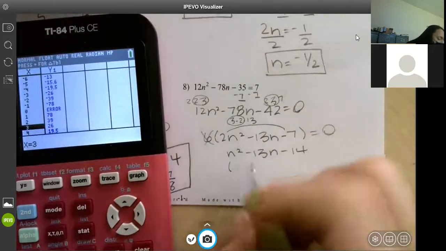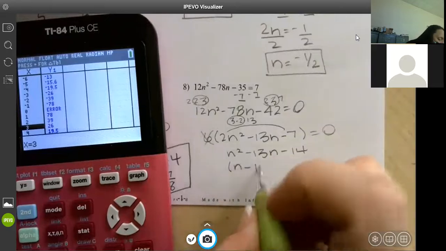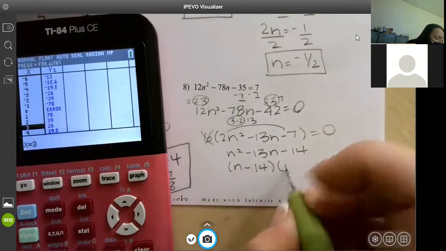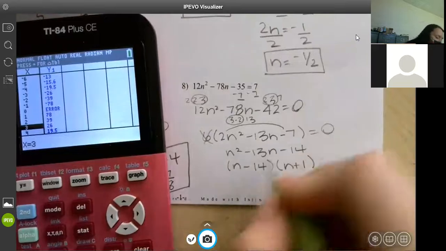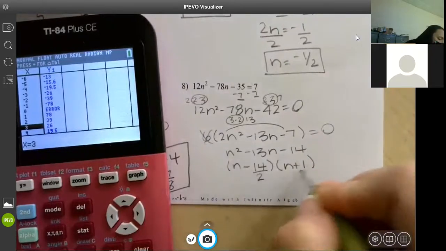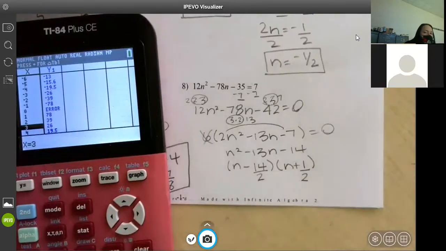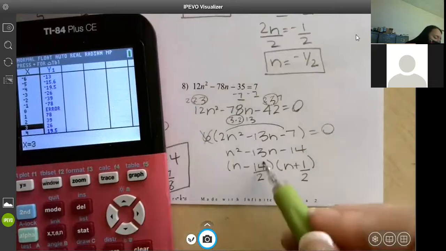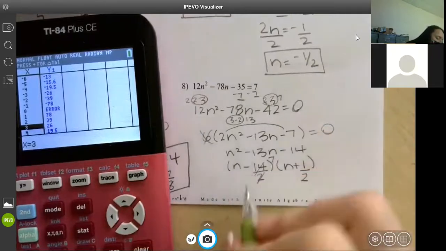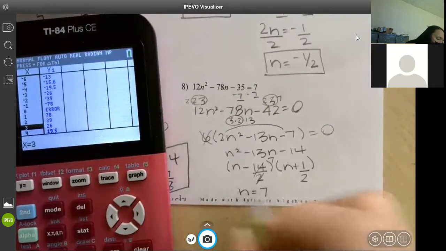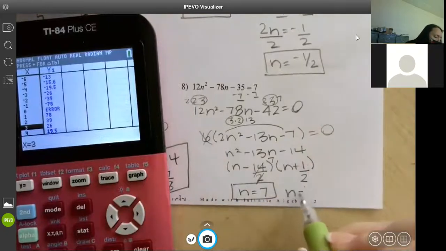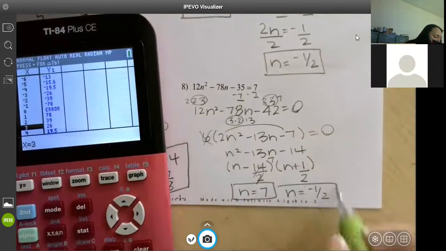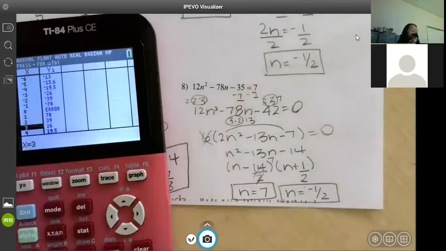Factors of negative 14 that add to negative 13 are negative 14 and positive 1. Again, you can find those on your calculator if you need to. Don't forget to divide. 14 over 2 is 7, so instead of a negative 7, your answer is a positive 7. And instead of a positive 1/2, because it doesn't reduce, you just change the sign to negative 1/2.